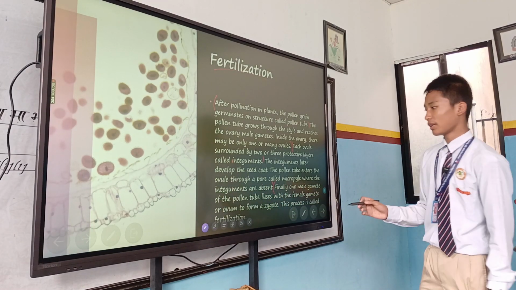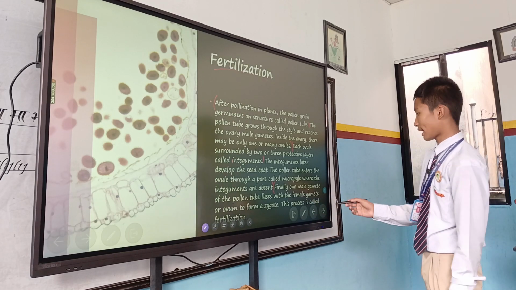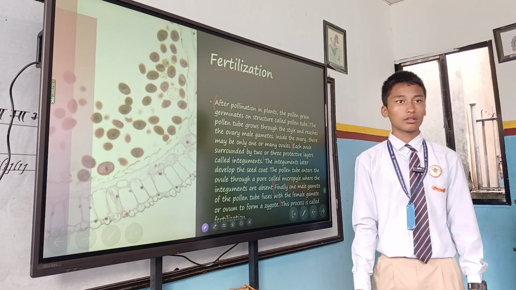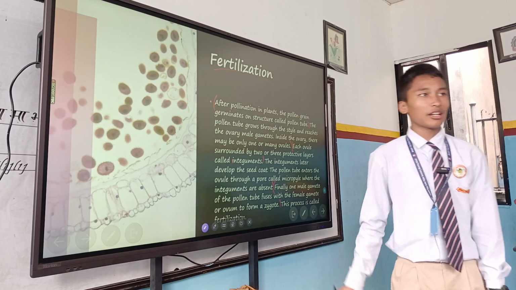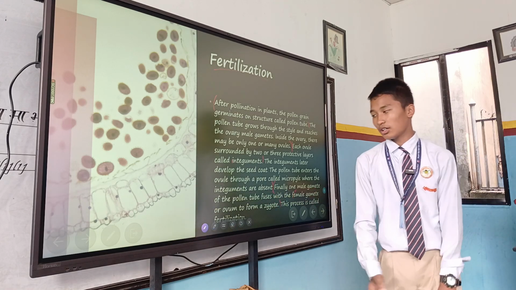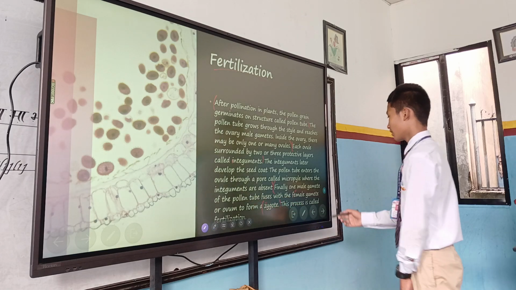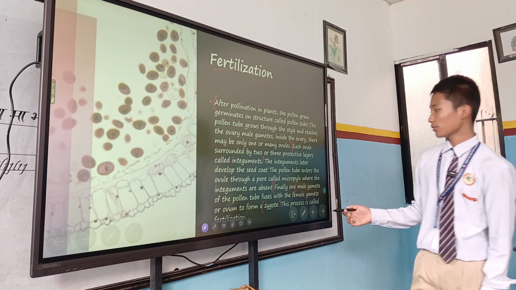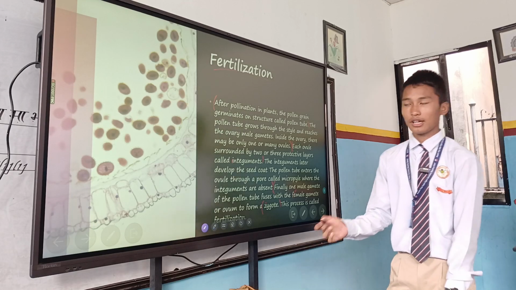Finally, one male gamete of the pollen tube fuses with the female gamete or ovum to form a zygote. The process of the male gamete of the pollen tube fusing with the female gamete to form a zygote is called fertilization.